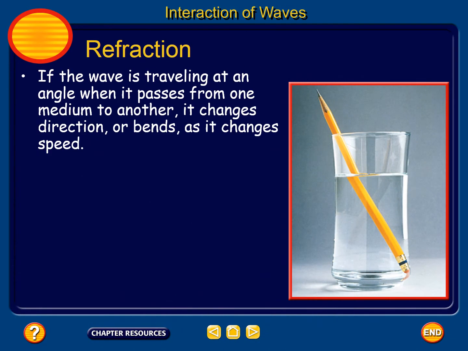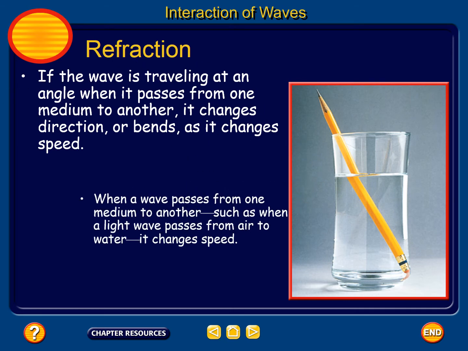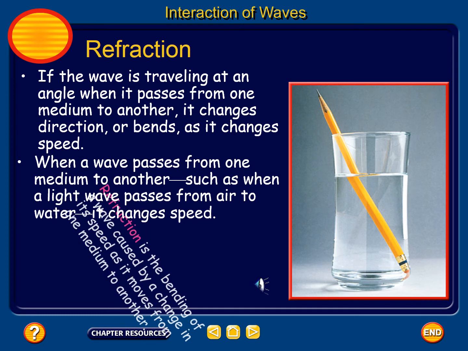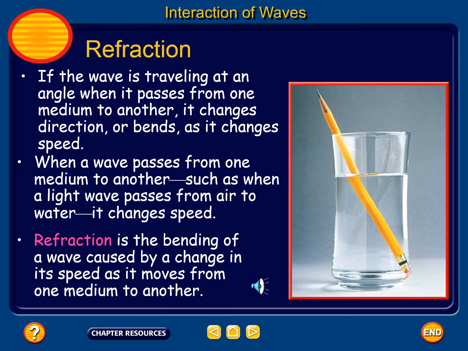If the wave is traveling at an angle when it passes from one medium to another, it changes direction or bends as it changes speed. When a wave passes from one medium to another, such as when a light wave passes from air to water, it changes speed. So refraction is simply the bending of a wave caused by a change in its speed as it moves from one medium to another.